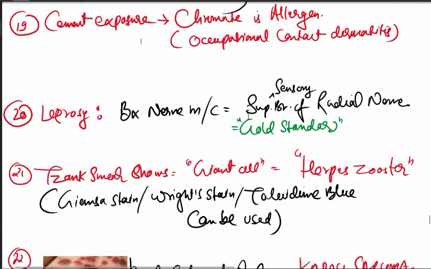Next one, cement exposure will cause chromate allergy. Chronic cement exposure can cause chromate poisoning. Chromate is the allergen here. So this is one of the occupational contact dermatitis.